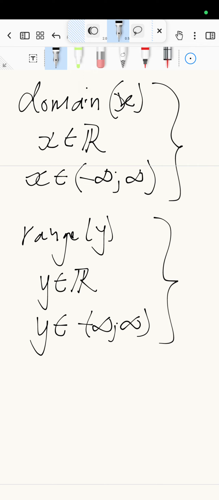Make sure you know which one is domain, which one is range, which one is x, which one is y, because if they say give me the domain and you only give me this part without saying this part, then you won't get the marks, because I need to know that you know we are speaking of x values or y values when we talk about range.